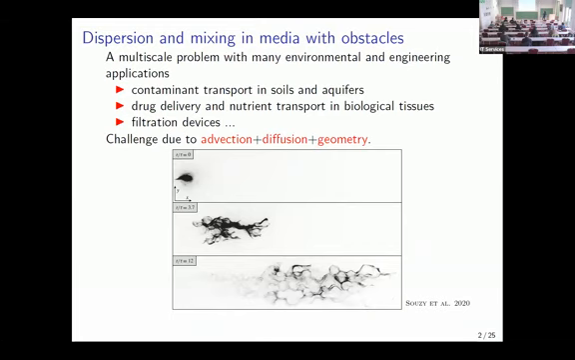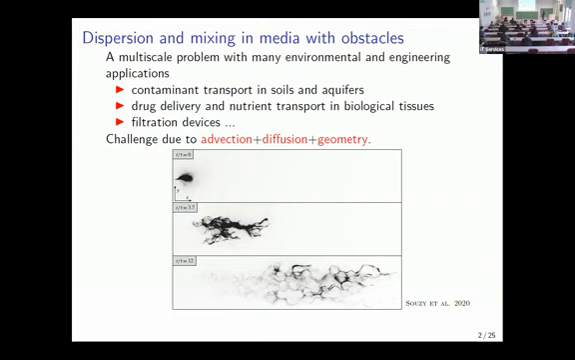Okay, so we're looking at dispersion and mixing in media with obstacles. Our media are going to be very simplified, but generally, this kind of problem is very important in many environmental engineering applications. For example, in the transport of contaminants in soils and aquifers, and the delivery of drug or the transport of nutrients in biological tissues.